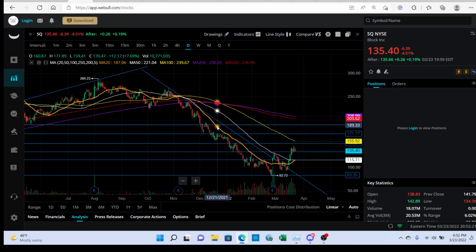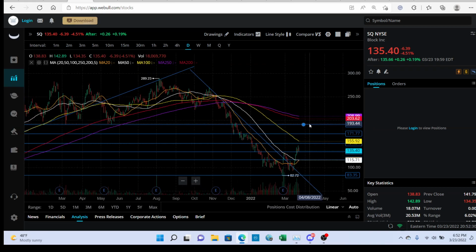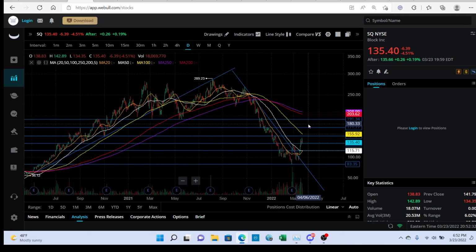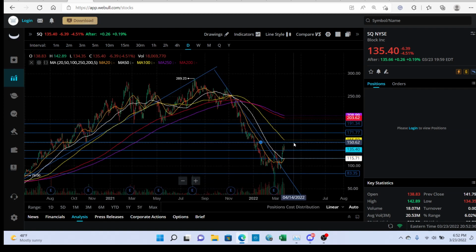But what will happen in turn is that if we continue moving up, this 20-day moving average will cross above the 50 and it'll continue curling up. So thus far, I would say pretty good sign. But expect some resistance right here at around 150, and then some more resistance at the 100-day.